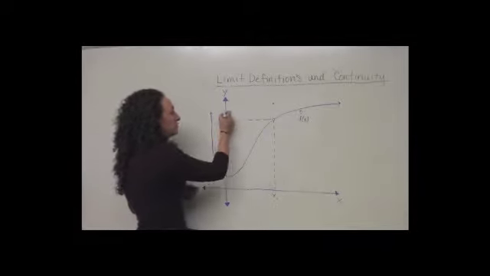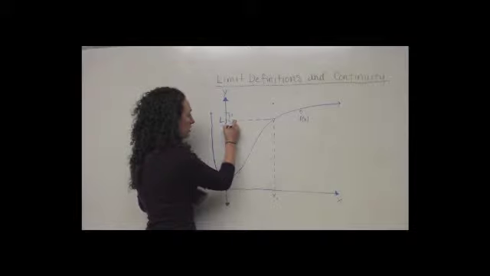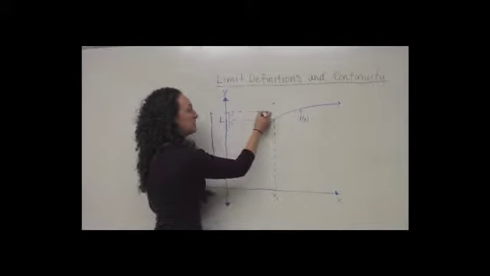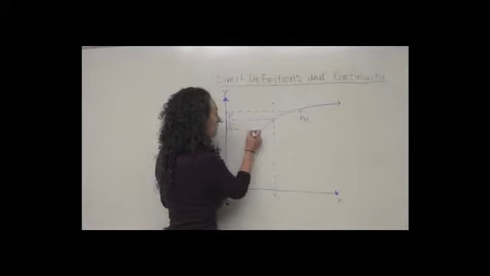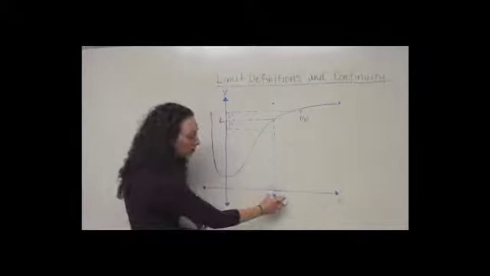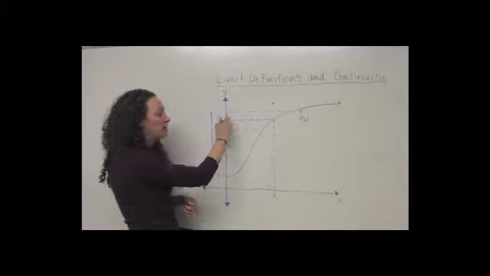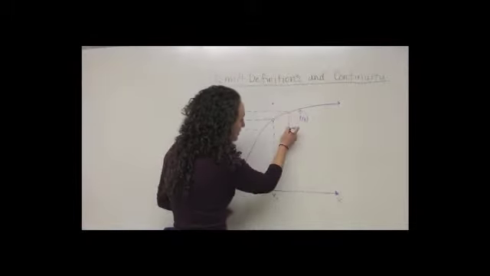That says that if we have some small distance in the y direction, epsilon, I can find a corresponding small distance in the x direction, delta, so that if I'm within that delta window of x naught, then I'm definitely within an epsilon window of L. Okay, so let's go ahead and look at this picture and see what that's going to mean.